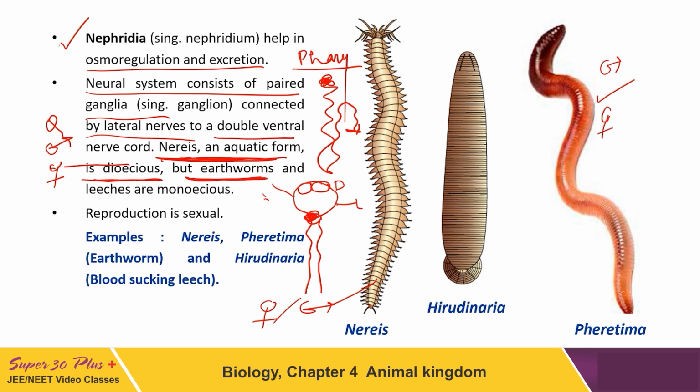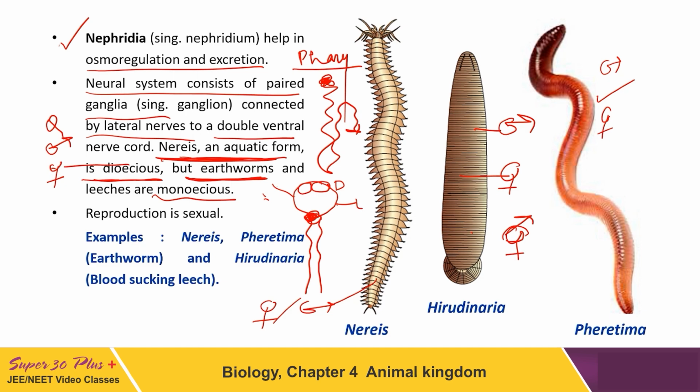That's why this one is monoecious. The same thing we have in case of leech. Leech may be, that is, testis is there and the ovary are there. These are hermaphrodite. How to remember? We have to call that these are hermaphrodite.